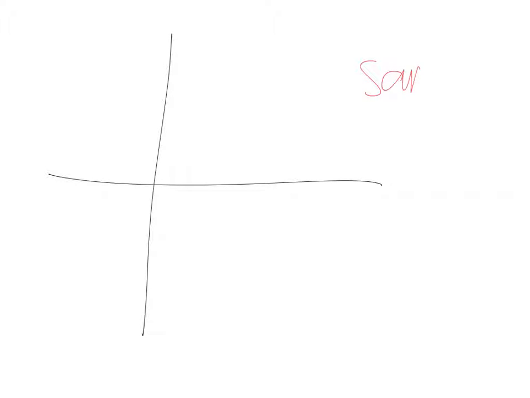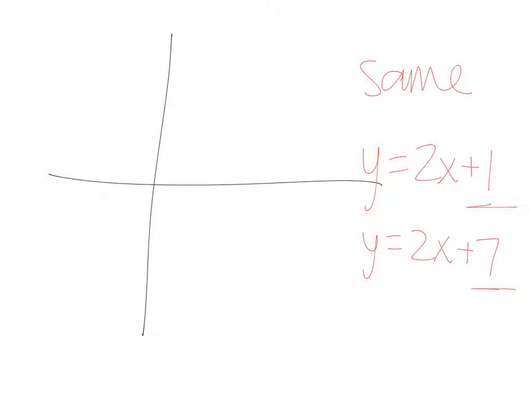On Friday, we talked about the slopes of parallel lines, and we talked about how when you have the slopes of parallel lines that they are the same, just their y-intercept is different. So for example, if we had the line y equals 2x plus 1 versus y equals 2x plus 7, this last number is just a starting point.